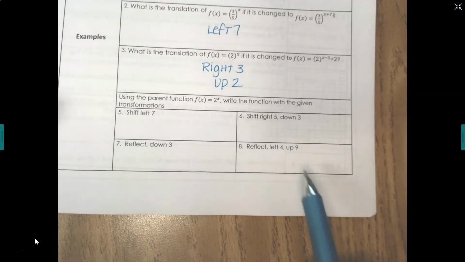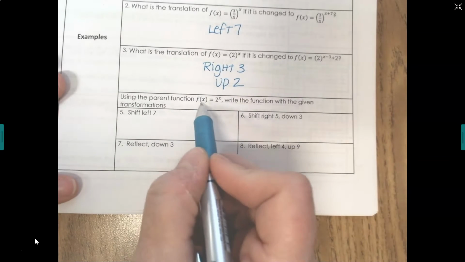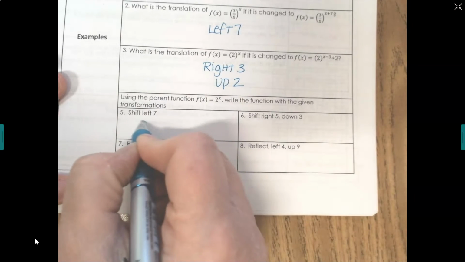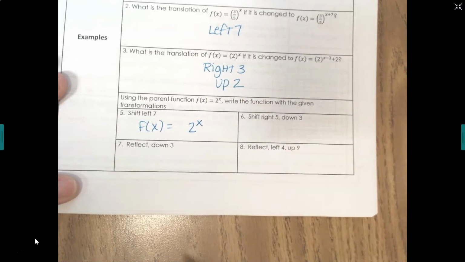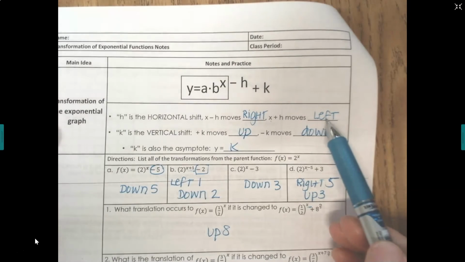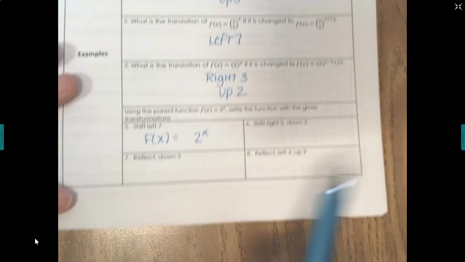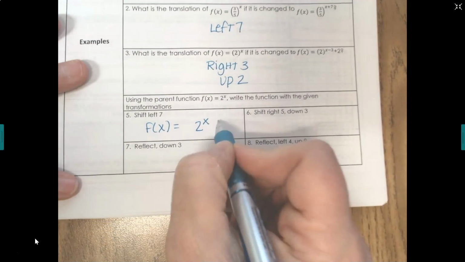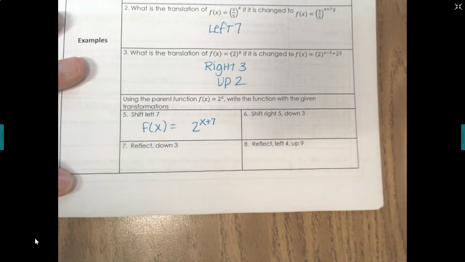For this last one, we're going to work backwards. I want you to write the equations with particular transformations to them. So we're going to start with the parent graph. That's the one they want us to transform. So that's what it looks like right now. And this says to shift left 7. So if I want to move left, I have to say x plus the number. Okay, so I already have the x. If I want to go left 7, I have to say plus 7, and that will show a left shift.